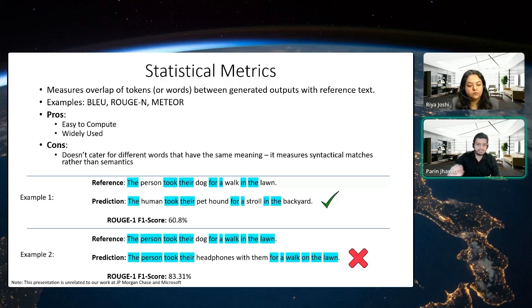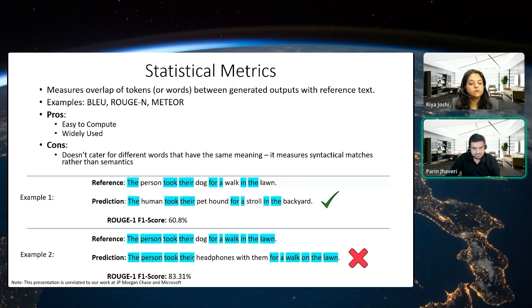If you look at the example reference and prediction, these sentences actually say the exact same thing, but in different wordings. We have the reference sentence stating the person took their dog for a walk in the lawn, and the LLM prediction giving the human took their pet hound for a stroll in the backyard. As you can see, these sentences mean exactly the same thing. But we only get a ROUGE score of 60.8 percent. That is because the word overlap is quite low.